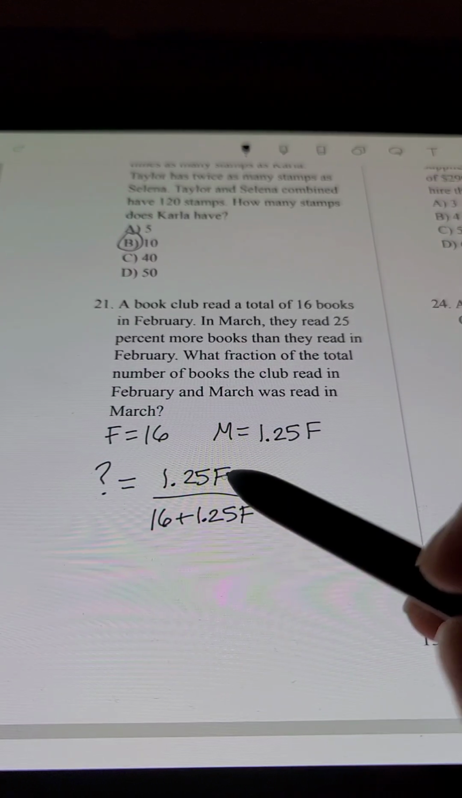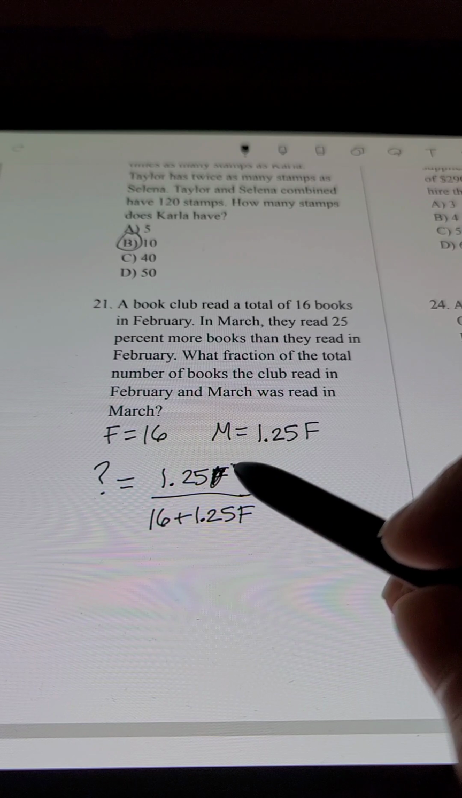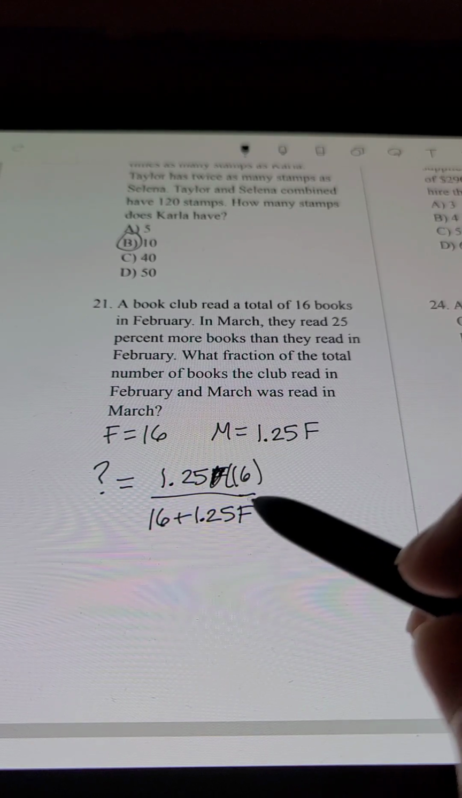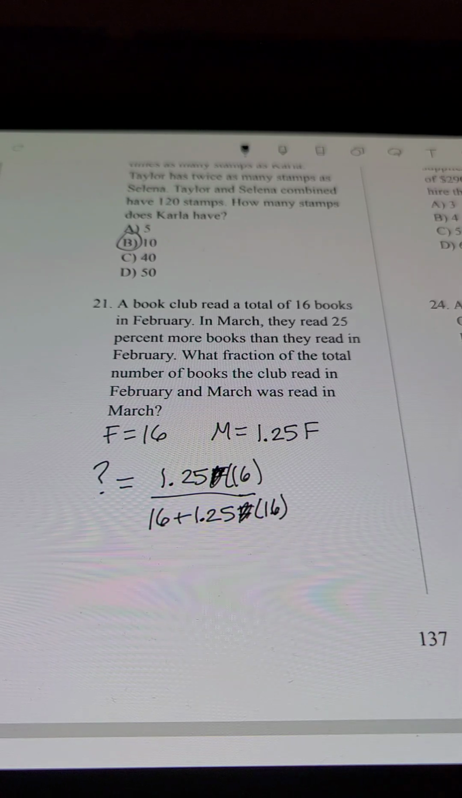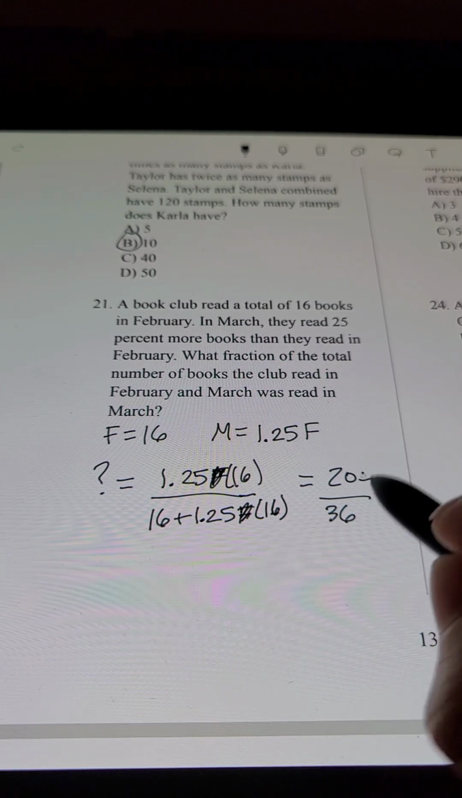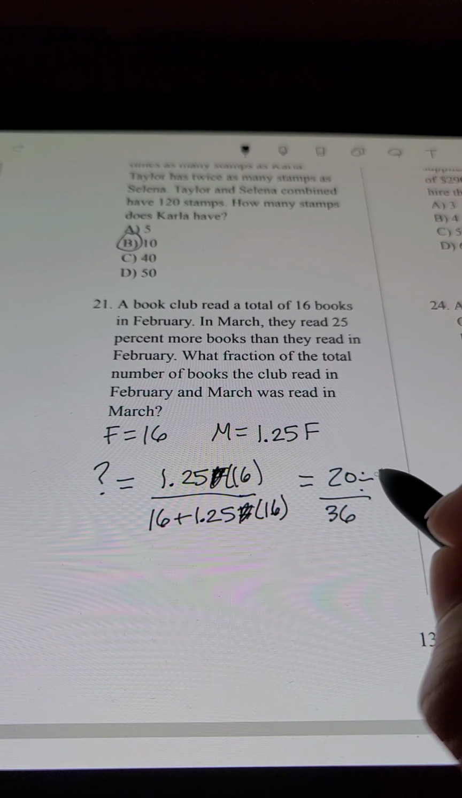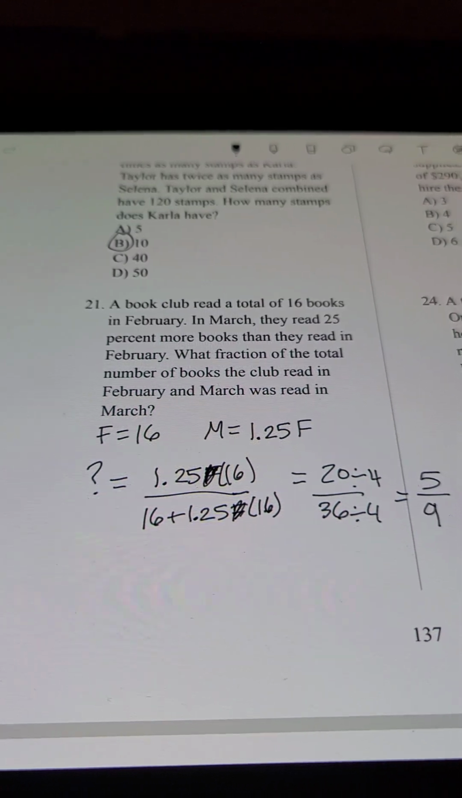Now I can also plug in a 16 for F right here. So it becomes 1.25 times 16 and 1.25 times 16 down here. And then I can go ahead and solve. And when I do that, I get 20 over 36, which I can simplify by dividing by 4 on top and bottom. And that would give me 5/9 as my answer.